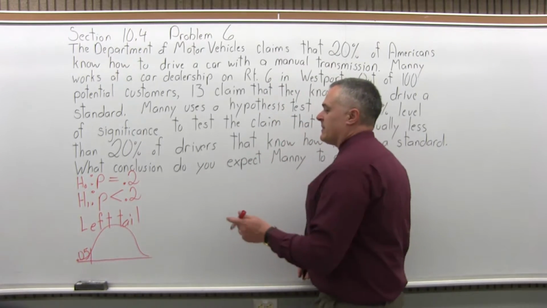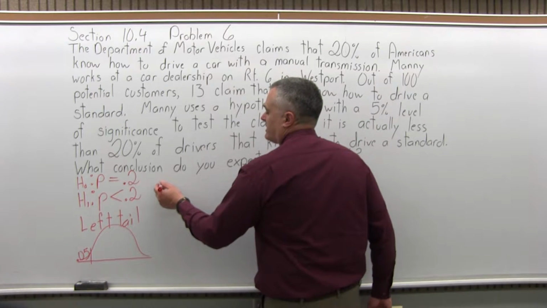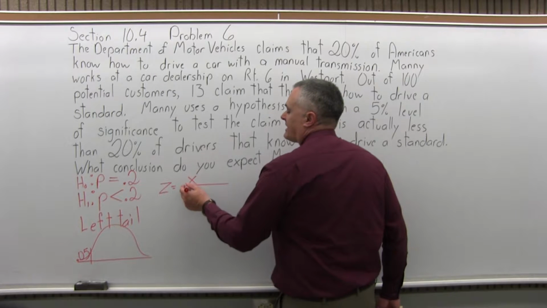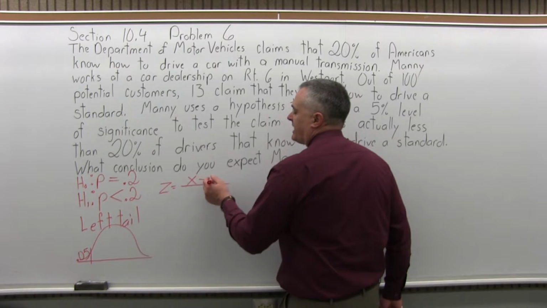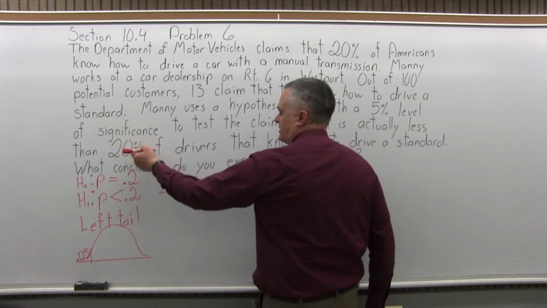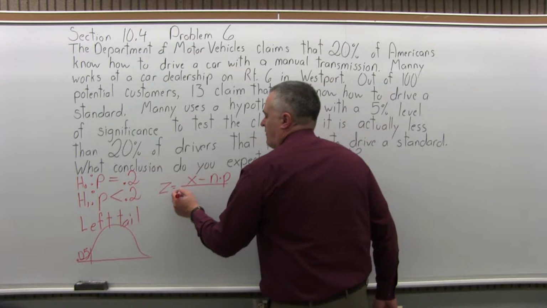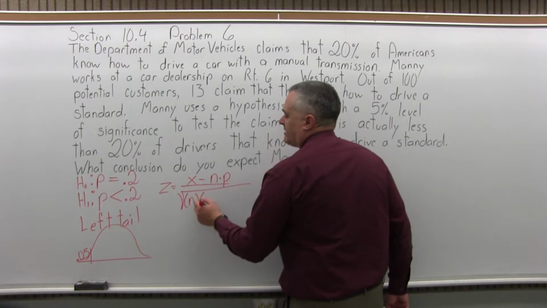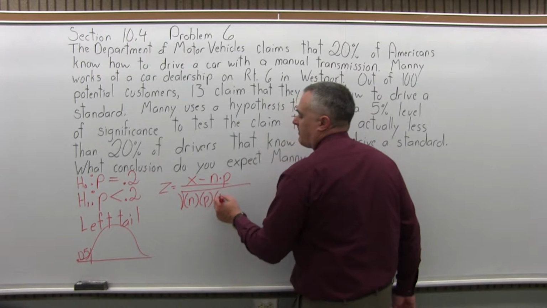Well, we'll find out. So the next thing you want to do, step 4, is calculate the value of z. We use the formula z equals x, the number of observed successes, minus n, the sample size, times p, the percent or proportion you're testing for, over the square root of n times p times 1 minus p.